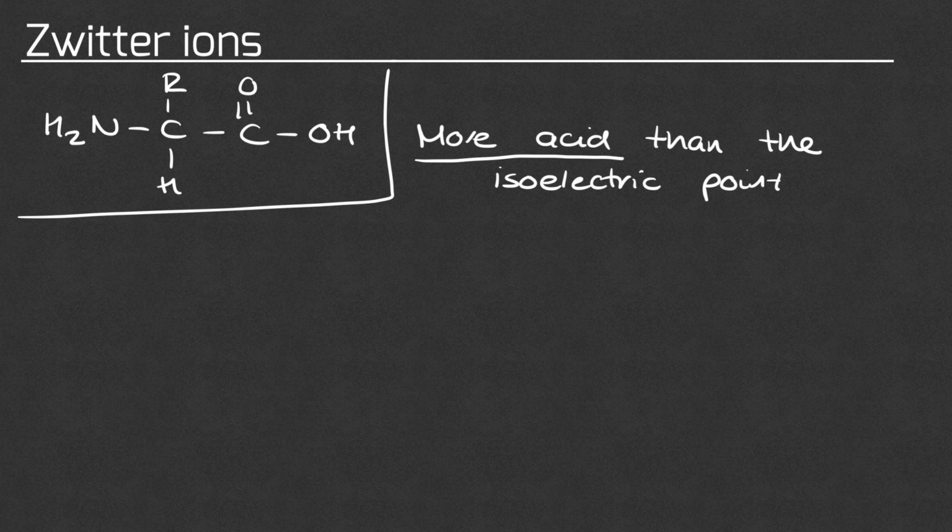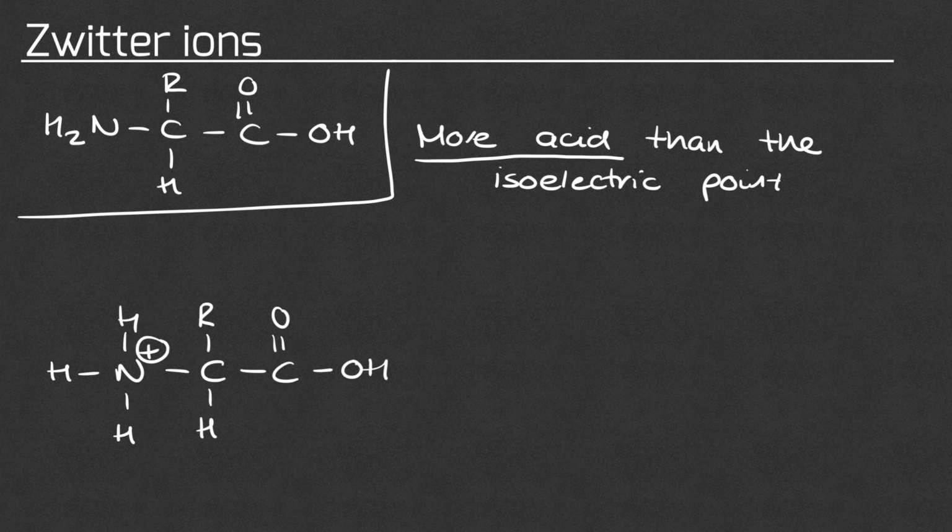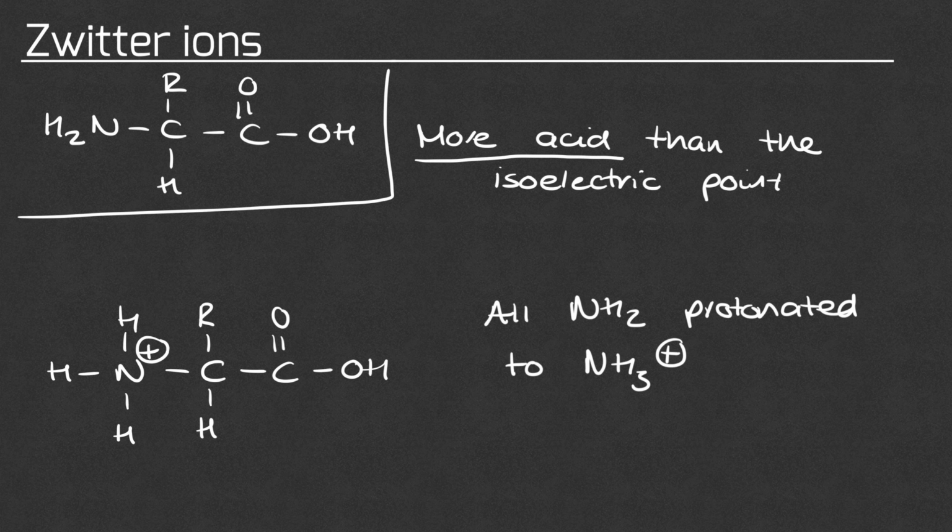We also need to know what happens if we're at a pH which is more acidic than the isoelectric point. This is the structure of the Zwitter ion if we've got a pH more acidic than the isoelectric point. In this case, because we're more acidic, there are more protons present, we'll make sure that all the NH2 groups have been protonated to NH3 groups, but all of our carboxylic acid groups will remain unchanged.